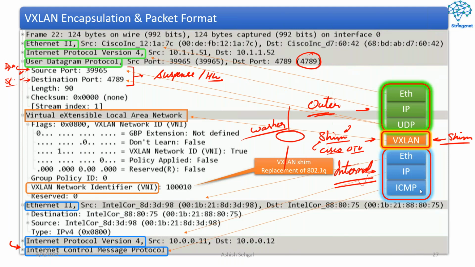What is the purpose of this ICMP? In this one, ICMP request. Why do we have this ICMP message here? See, because one end host attempted to talk to another end host using ping. And this ping packet traversed through the VXLAN network. Okay, that is a data packet. That's just a ping packet. Yes, it is a ping packet. Okay.